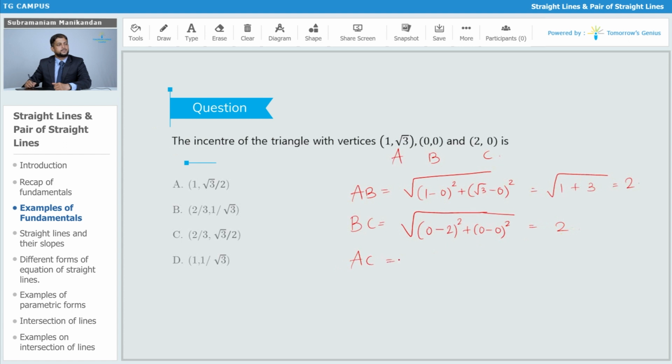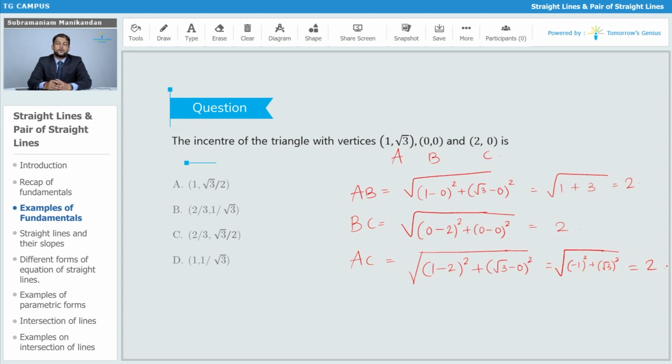AC is given by square root of 1 minus 2 the whole square plus root 3 minus 0 the whole square. So that's square root of minus 1 the whole square plus root 3 the whole square. So that is also 2.